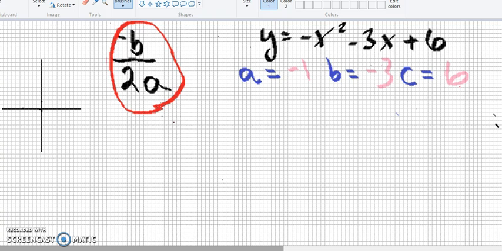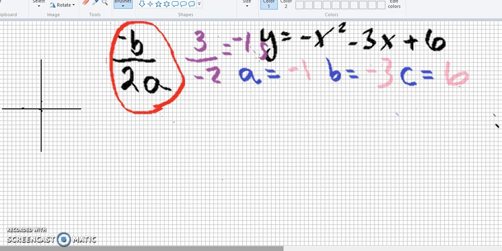So we plug it in, and we get -b, or the opposite of b, which is 3, over 2a. And we can just do 2a right now. So 2 times -1, which is -2. And we can simplify this out, and we get equals -1.5.